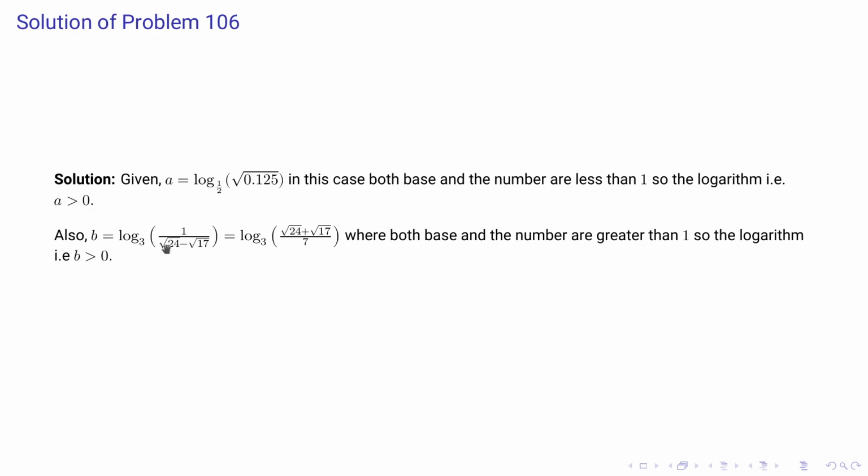In the second case, we can write 1 by square root of 24 minus square root of 17 as square root of 24 plus square root of 17 by 7. That is, we multiply and divide with square root of 24 plus square root of 17. Now we see that square root of 24 is more than 4 square. That is, it is greater than 4. And square root of 17 is more than 3 square. That is greater than 3. So the sum would be greater than 7. So the number and the base both are greater than 1, so the logarithm would be greater than 0.